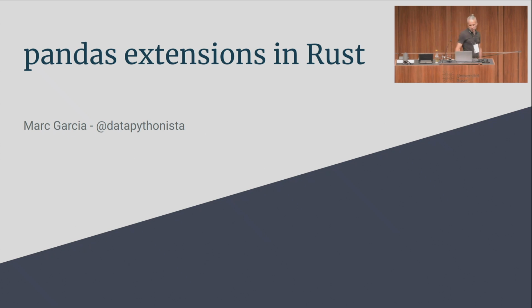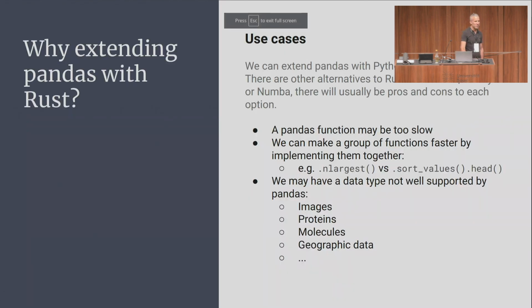So, cool, to get started, I guess you are mostly interested in extending pandas in Rust, or maybe you already know NumPy and it was the only other tutorial happening at this time. Whatever is the case, why would you like to extend pandas with Rust?